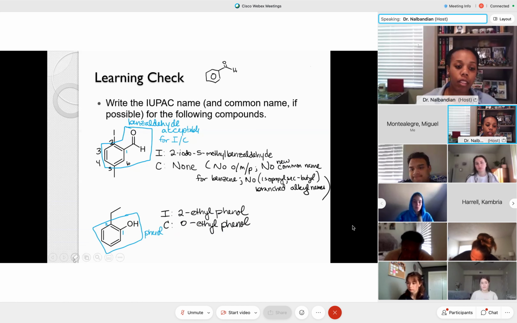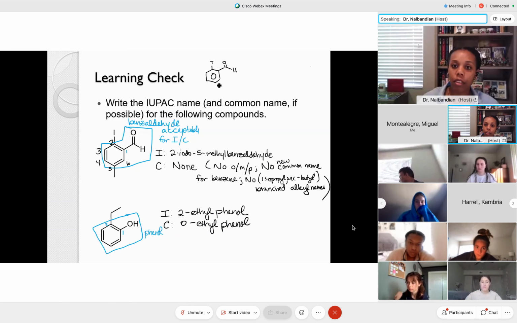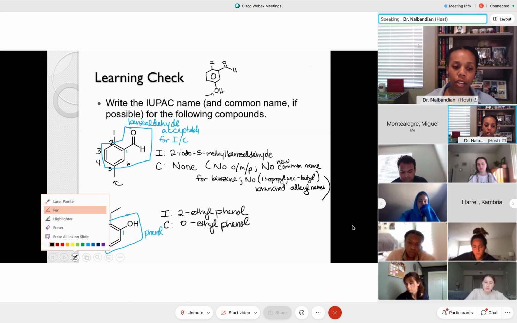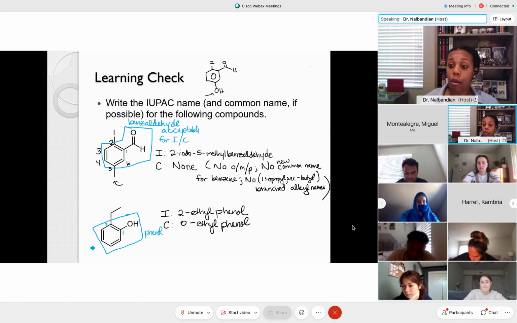Let's see here. So what about this compound? How would we name this? All I did was change this methyl to an OH. Is this a phenol or is this a benzaldehyde? Which one is higher priority? If they're both there, we look for the group that has the higher priority. What is the higher priority? More bonds to oxygen. So what is higher priority here? Benzaldehyde.